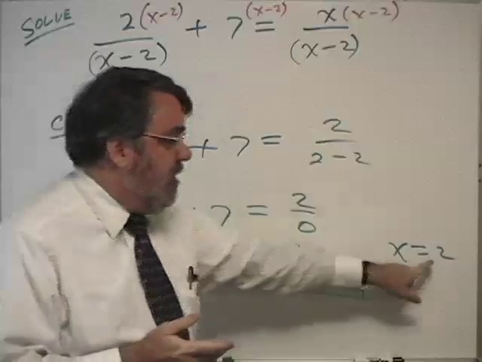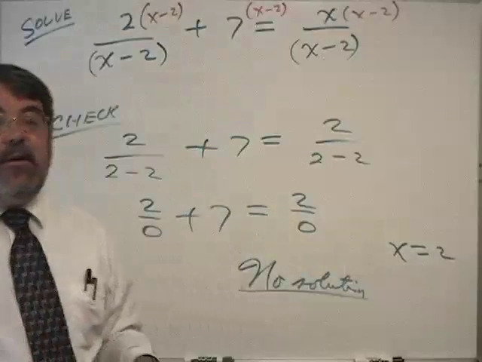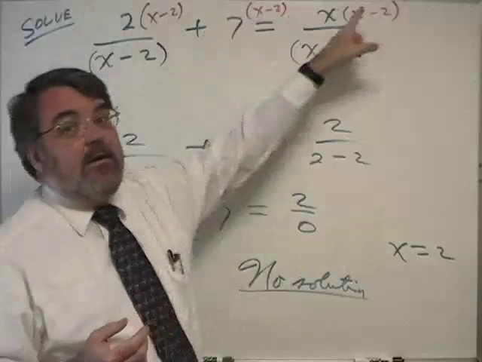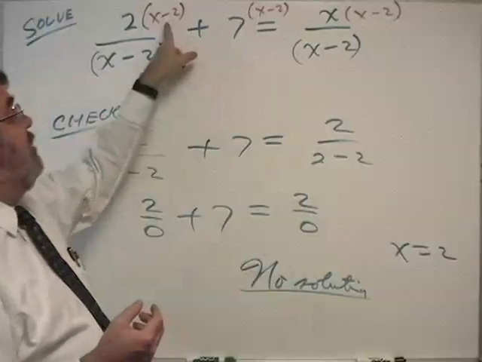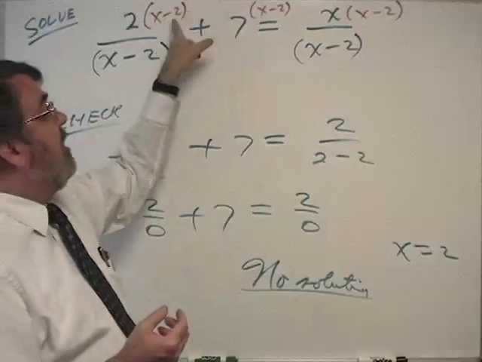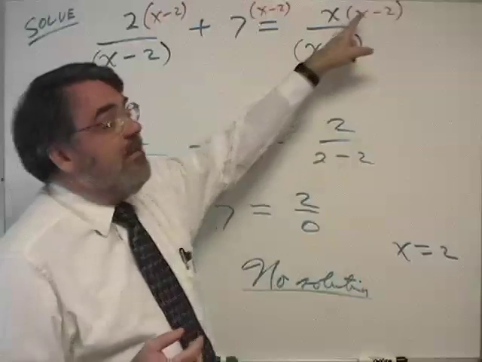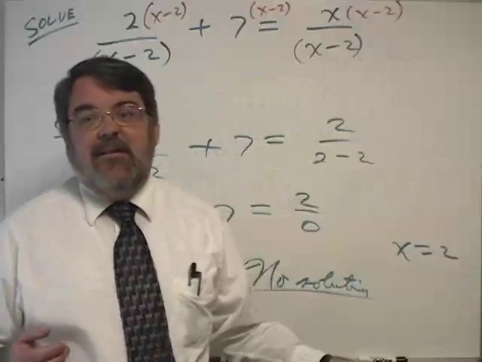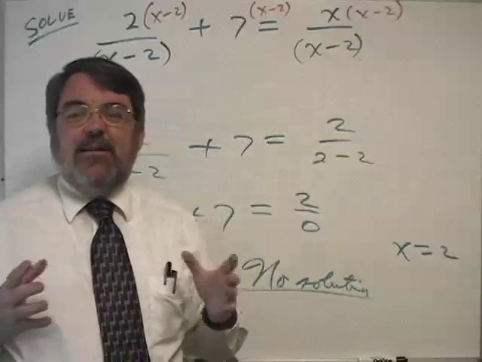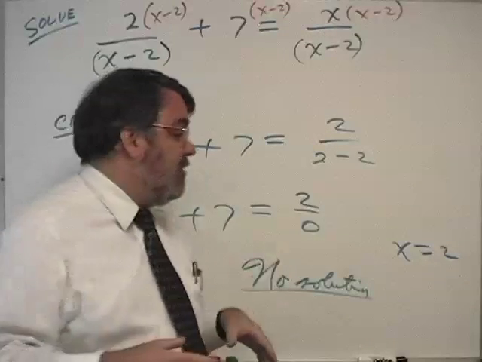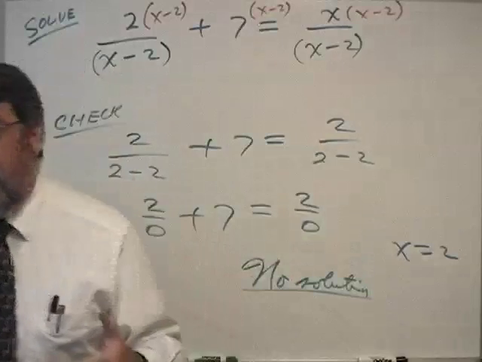But if x equals 2, think about what did I multiply everything by? If x is 2, then I multiplied this times 0, that times 0, and this times 0. Now, are you allowed to do that? Multiply an equation by 0? No, this is an exception to the rule.